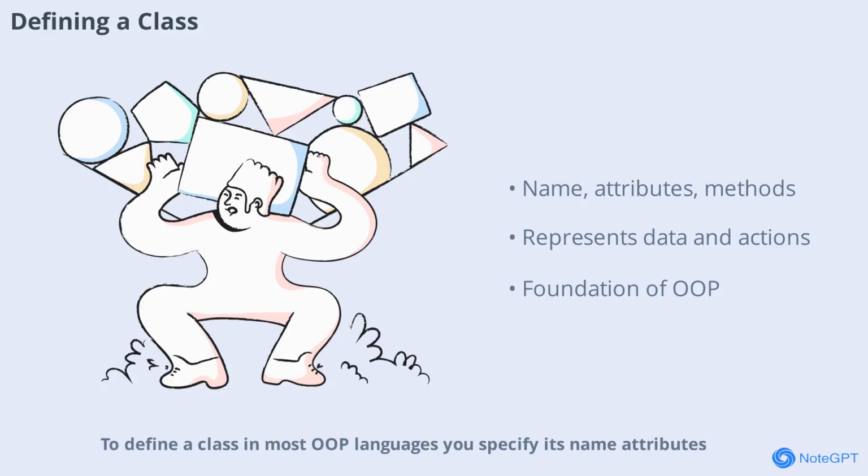To define a class in most OOP languages, you specify its name, attributes, and methods. Attributes represent the data, while methods define the actions the object can perform. For example, a person class might have attributes like name and age, and methods like speak or walk. Defining clear and meaningful classes is the first step to building robust OOP systems.